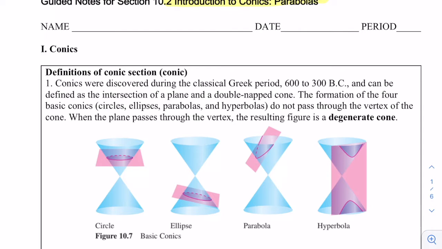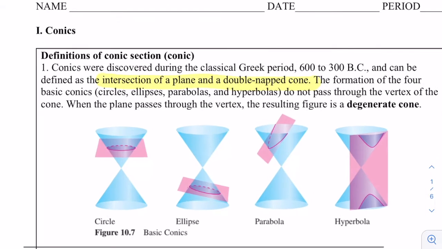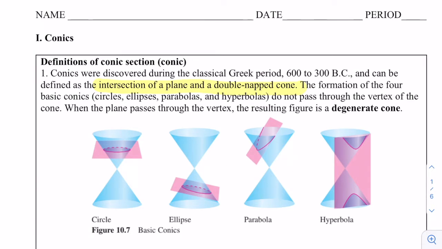Well, conic section was discovered in classical Greek period between 600 to 300 BC, and it's defined as the intersection of a plane and a double napped cone. So you can kind of see these cones right on top of each other. So when we cut these cones, well, we can get a circle right here. That's a conic. We can cut it this way and get an ellipse, or we can get a parabola, which we're going to look into further today, or a hyperbola. Those are the four basic conics that we're going to go through.